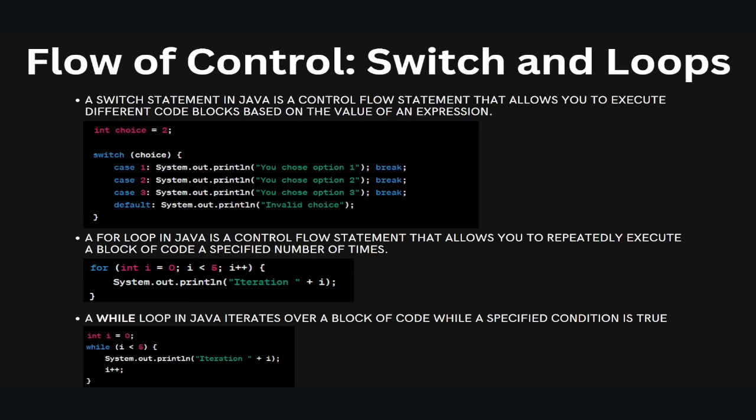So now I'll talk about a while loop. A while loop in Java iterates over a block of code while a specified condition is true. In this case, we have a variable i, which is set to 0 at the beginning of the program. And while i is less than 5, we're going to print out the iteration number. After we print out the iteration number, unlike the for loop, where we were able to increment it inside the argument, we actually have to increment the variable i inside the while statement itself.